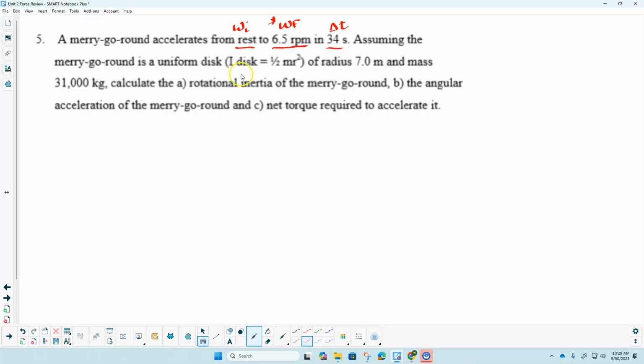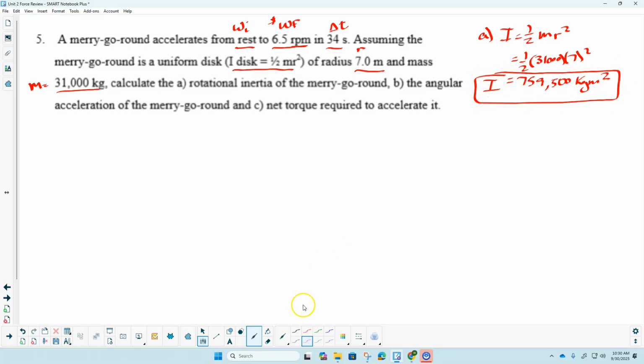It tells you that the merry-go-round is a uniform disk, and that's the rotational inertia equation for a uniform disk with a radius of 7 meters and a mass of 31,000 kilograms. We're going to calculate the rotational inertia. So for part A, it's pretty straightforward. I equals 1/2 mr squared. We're just going to plug in those numbers. There's no converting on this one. It's 1/2 of 31,000 times 7 squared. If you do that, you get a big number. So it's a big rotational inertia. It tries to resist the motion a lot. Rotational inertia is measured in kilograms meters squared. So that's I. That's the answer to part A.